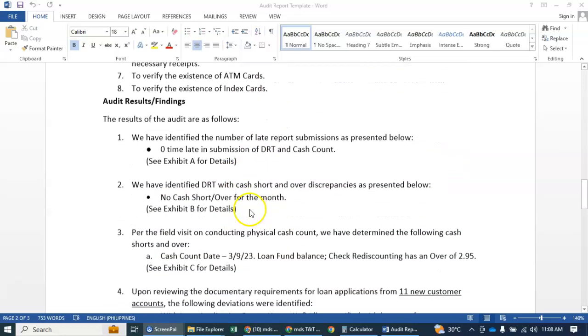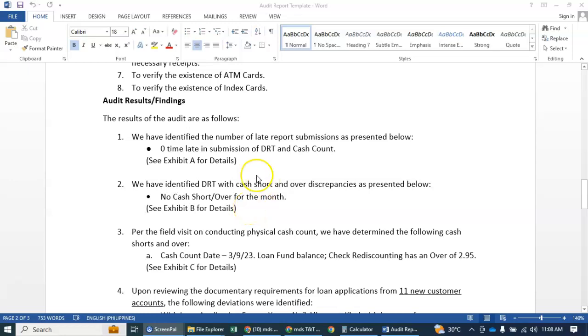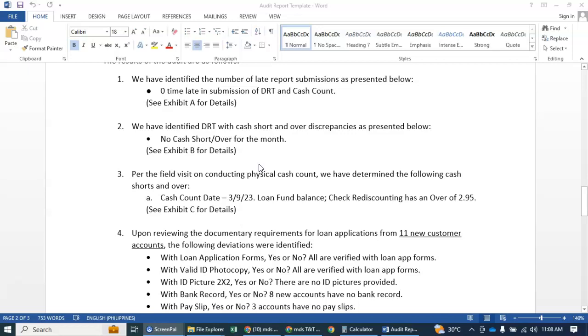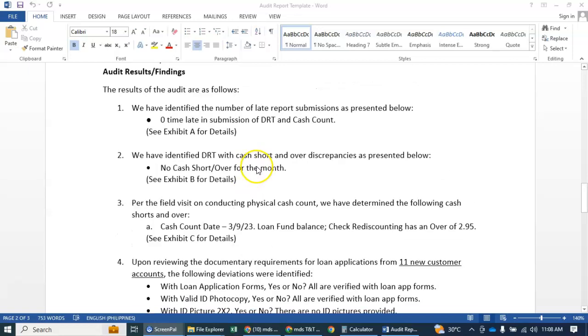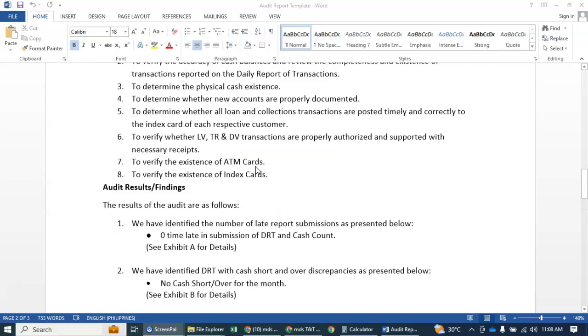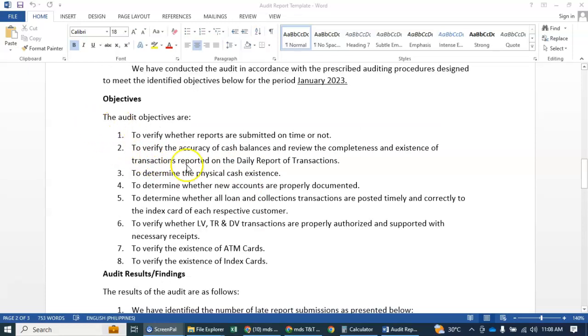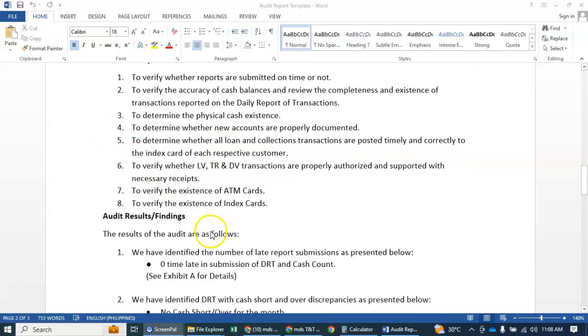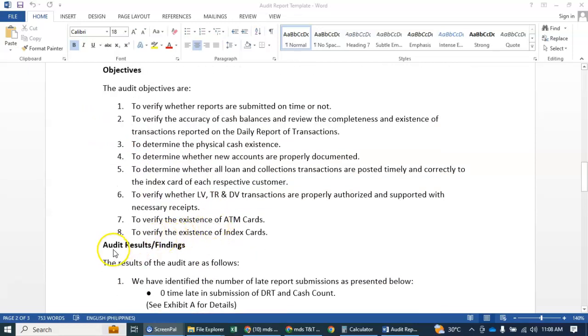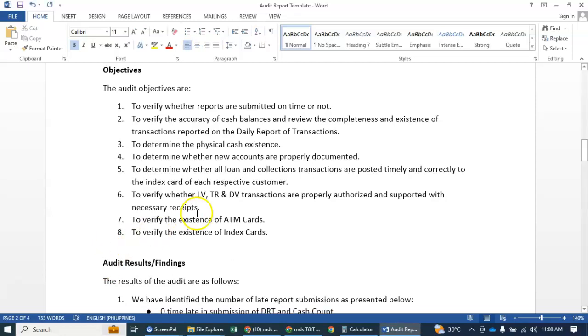Another section could be in the audit manual at the same time because it's really easy to follow. Okay, so for the audit objectives here, I think we don't need to discuss this one because it can be understood once we understand the audit results and findings here.